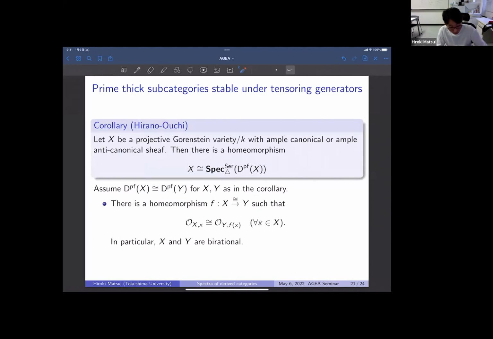So as an application of this corollary, we have the following. Assume that there exists a derived equivalence between X and Y, where X and Y are, as in this corollary, projective Gorenstein varieties over K satisfying this condition. Then, similarly as in the quasi-affine case, there exists a homeomorphism F from X to Y, which induces an isomorphism of local rings. In particular, if X and Y are derived equivalent, then X and Y are birational.